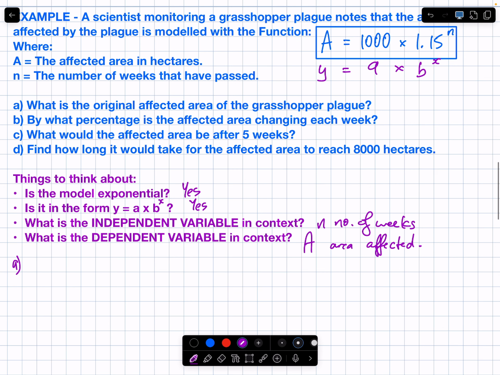You're not going to be asked to say those things in the question, but it's useful to keep that in mind when you're answering the question. So A, what is the original affected area of the grasshopper plague? Which number in the model tells you that? Any thoughts?